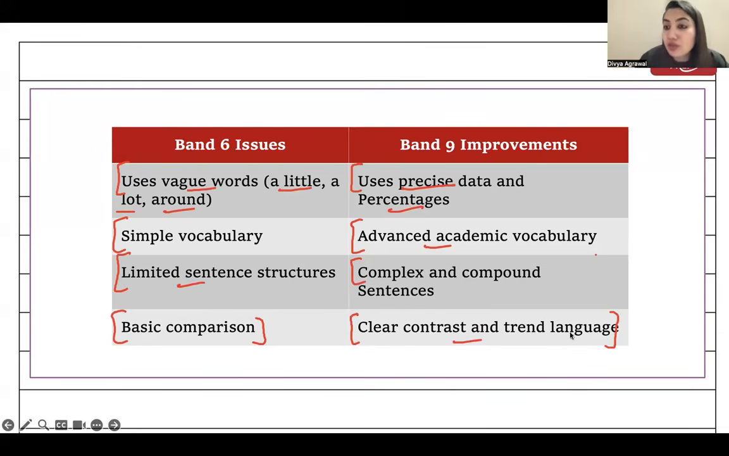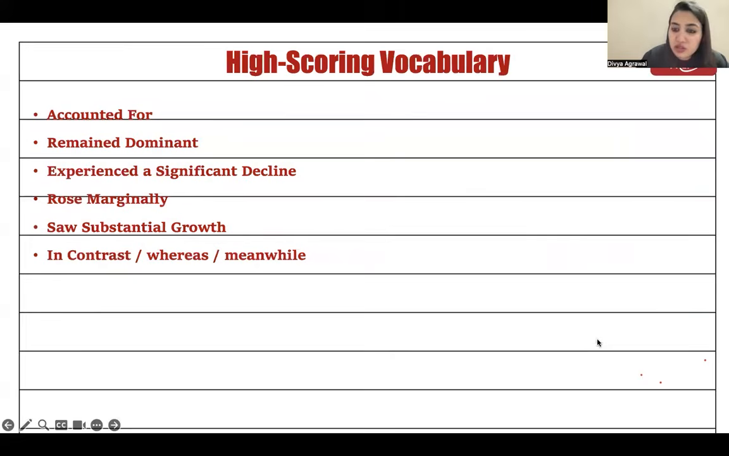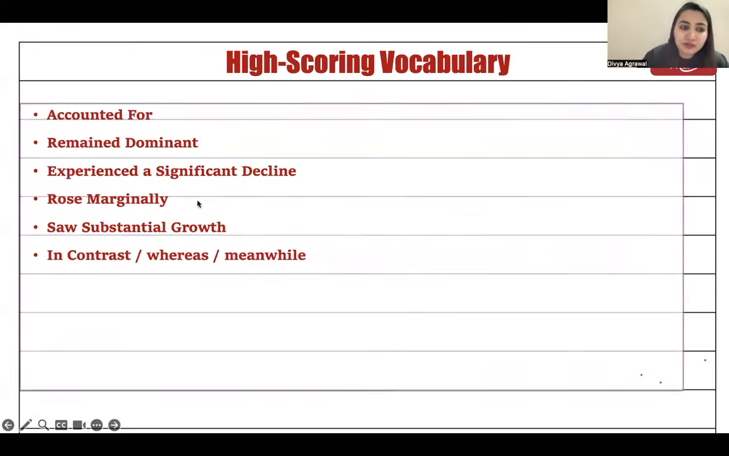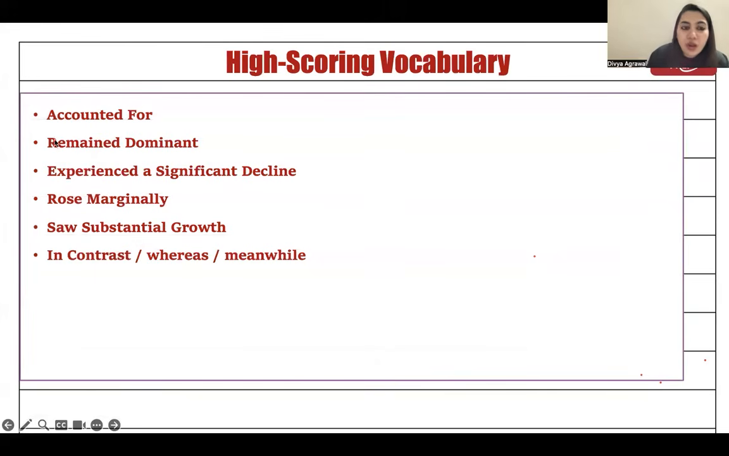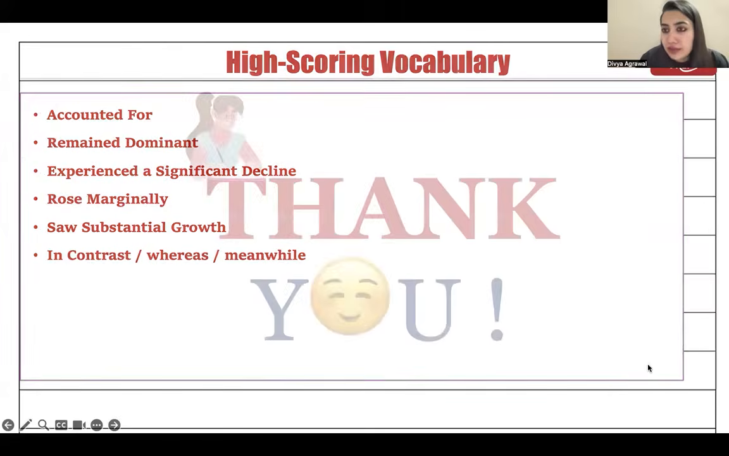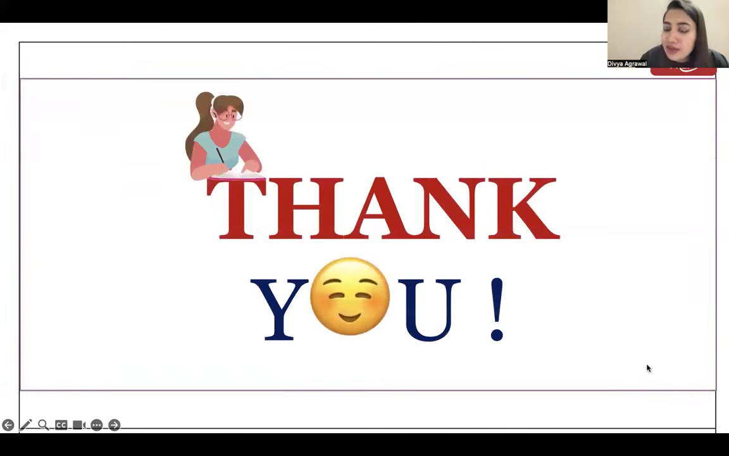So this is something which is going to help you increase your band. And some of the words we used were these, pay attention: accounted for, remained dominant, experienced a slight decline, rose marginally, and saw substantial growth, in contrast, whereas, meanwhile. So yes, guys, these were really important for you also to use. And yes, here we are done.